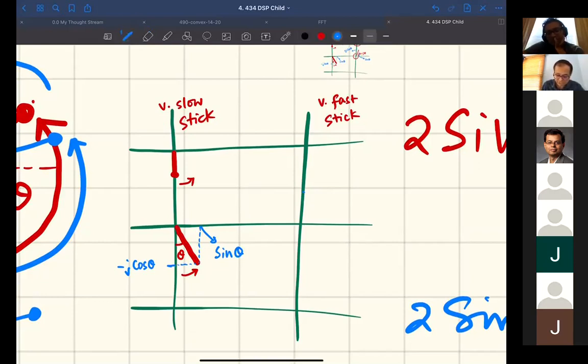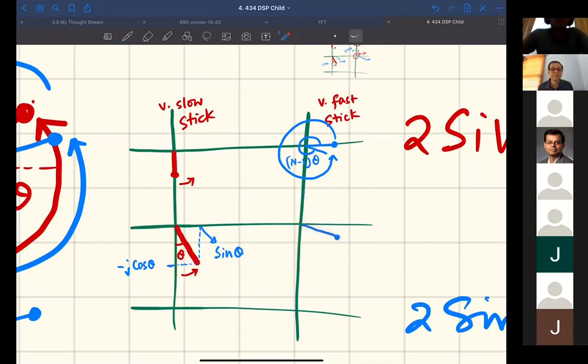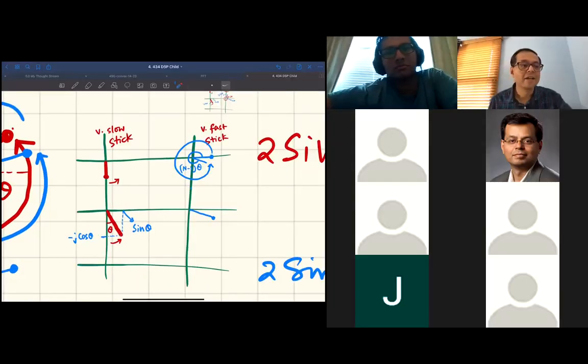Now the other stick, the very fast stick, you're saying let's start over here. Right? And now this very fast stick, once you start here in one rotation, in the next time it's going to come here, right? This is n-1 theta, right? So when it comes here, do you think the red stick and the blue stick will cancel the imaginary components? It won't. Yeah, that makes sense. You can see, right?